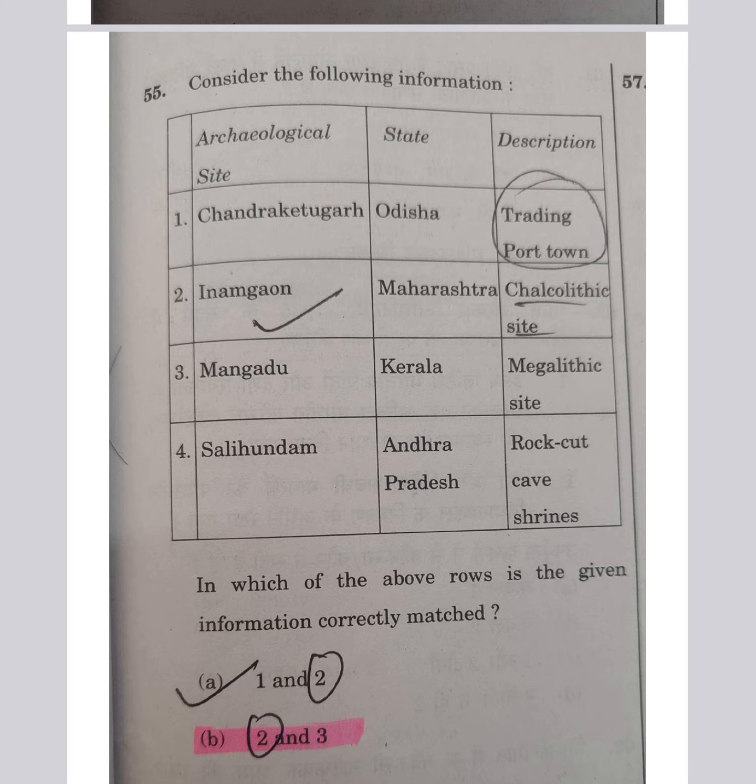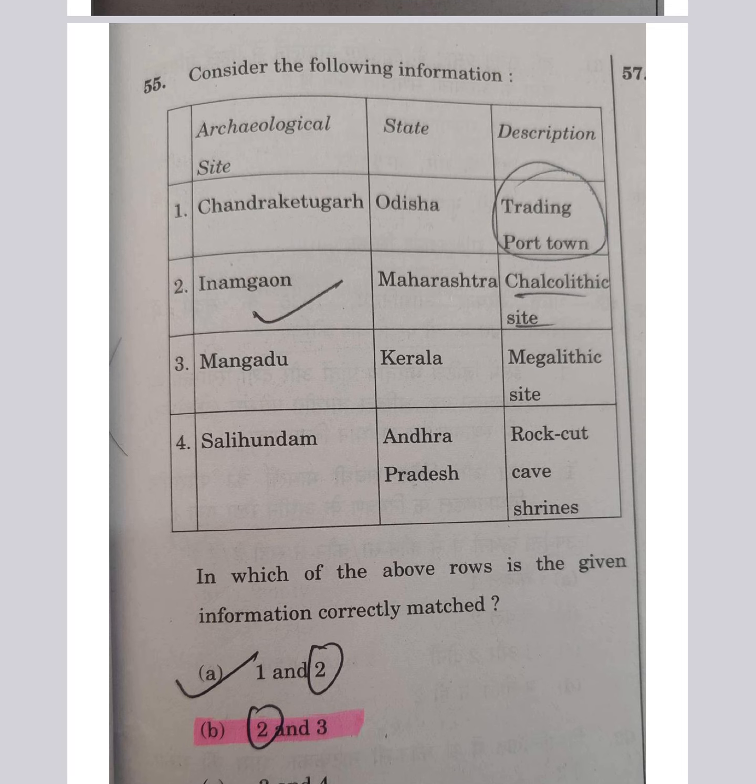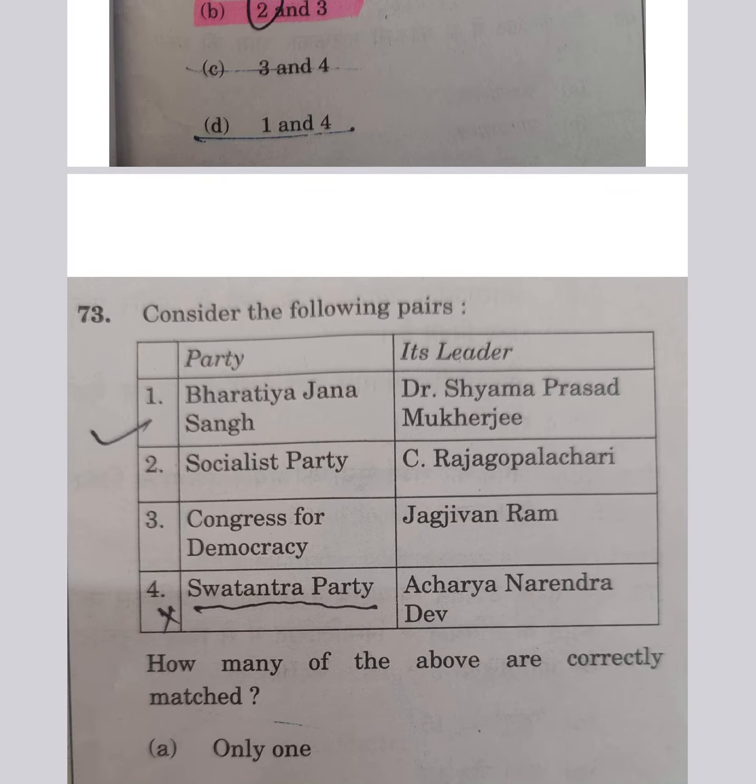Now here is the pattern. Sometimes they don't ask for pairs, they directly give the information of column 1 and 2, and it goes like this: 1 and 2, 2 and 3, 3 and 4, and 1 and 4. Okay, I'll come to this point after some time. Let's go to another question.